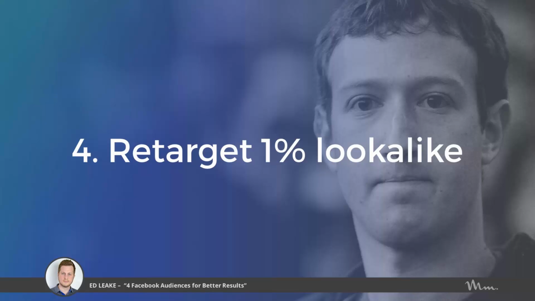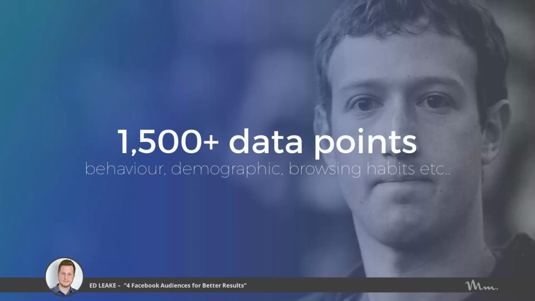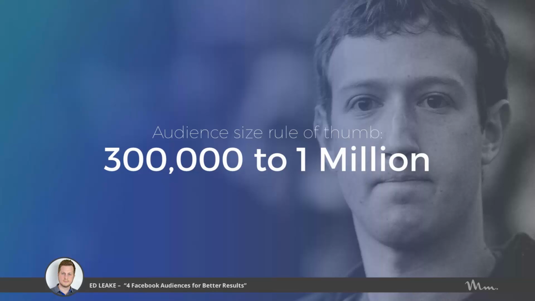Fourth on the list is a 1% lookalike of your website visitors. This extends your remarketing reach even further. Not only do you target people that visited your website, but you can use Facebook's data to find similar people. Again, based on those 1,500 or so data points, behaviour, demographic and all sorts of information, including browsing habits that Facebook has on people. The 1% lookalike of your website visitors is a great audience to create. It works really well.